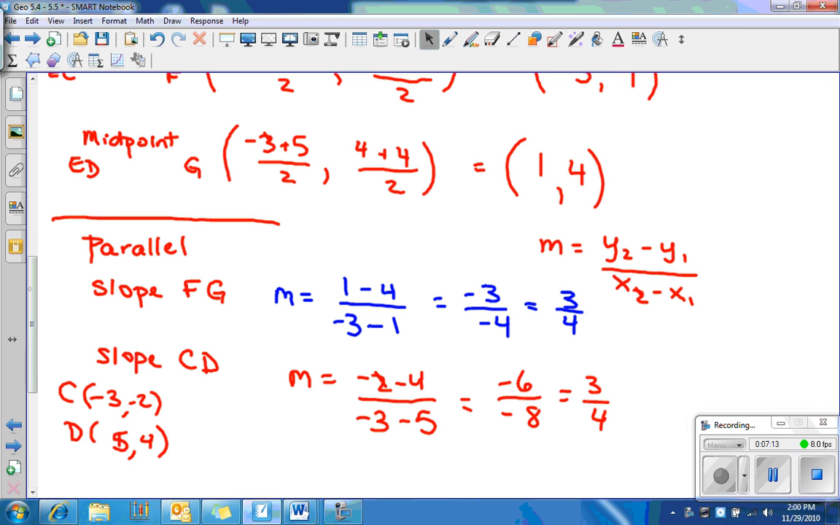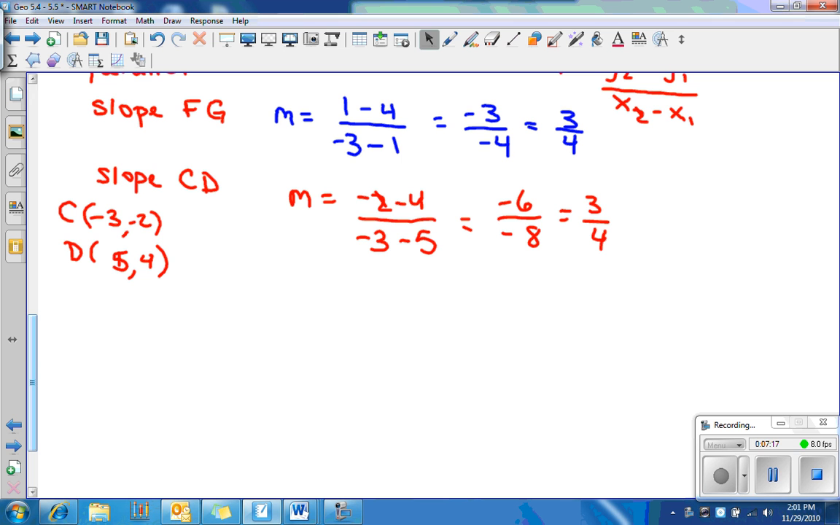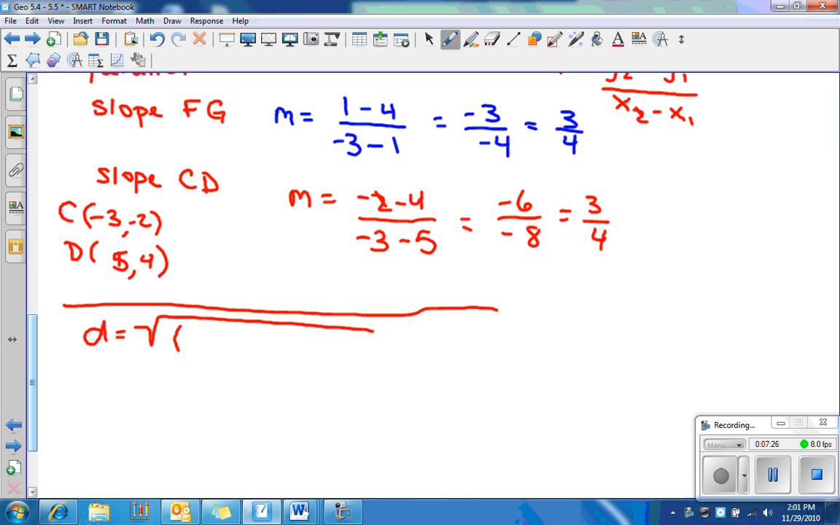So the last part asks you to find the distance. Find that it's half the length of the other. And the way to do this is you got to use the distance formula. Remember the distance formula? You need to know this formula if you don't. It's your x's subtracted from each other, squared, added to the y values subtracted from each other, squared. And then once you find that answer, you square root that answer. Take the square root of it.